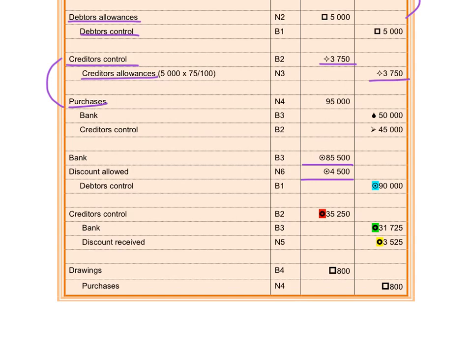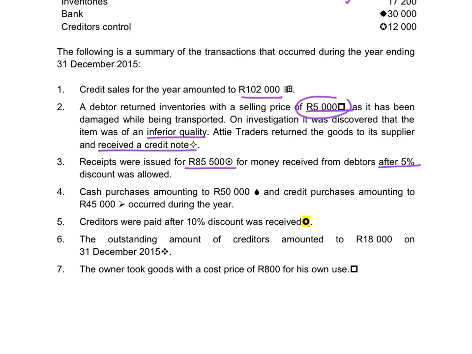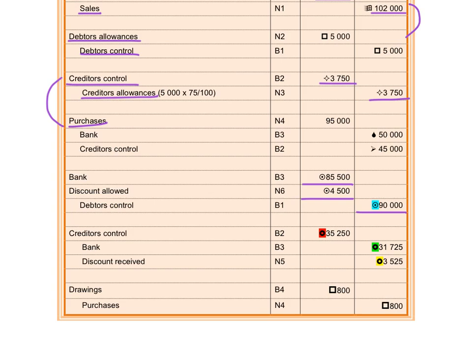Debtors control is credited with 9,000 to reduce the debt of the debtors because they owe less money. Cash purchases amounted to 50,000 Rand and credit purchases to 45,000 Rand during the year. The purchases account is debited with the total amount to increase the expense.